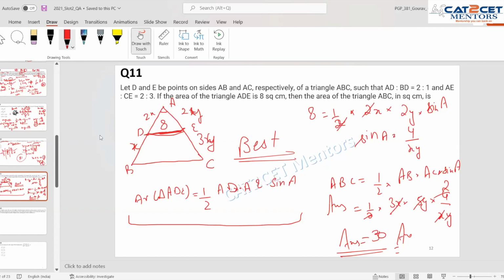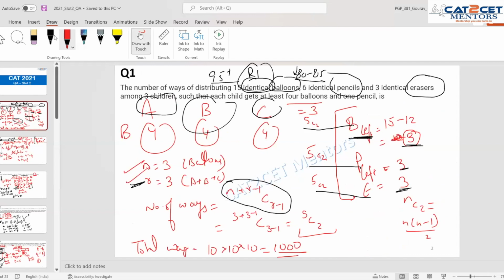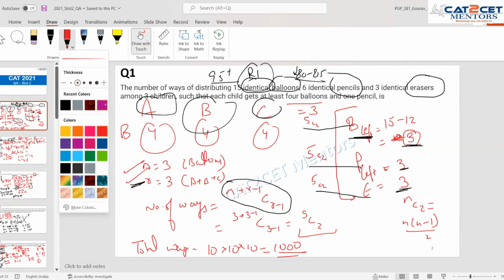Great. Then once more, let's see how many questions are of which round and for which person. Let me use a different color pen. Let me use this pen.